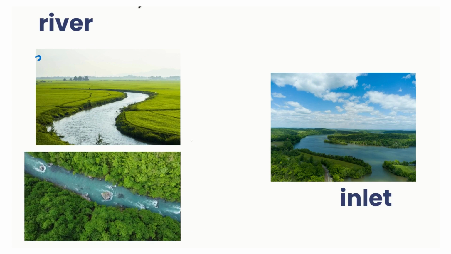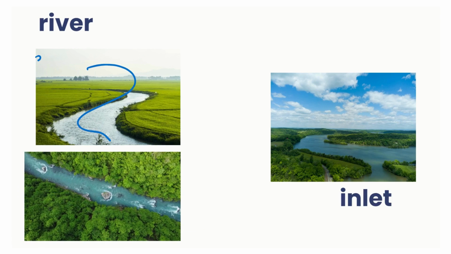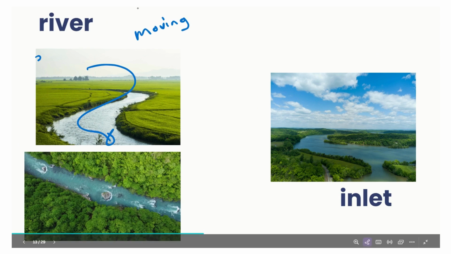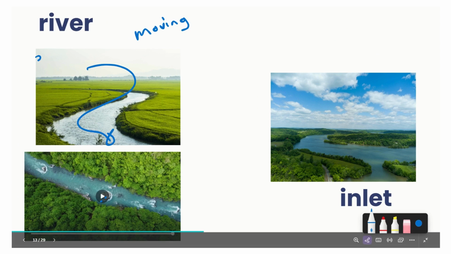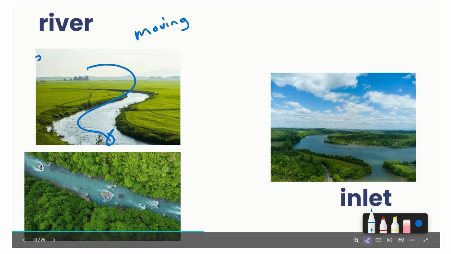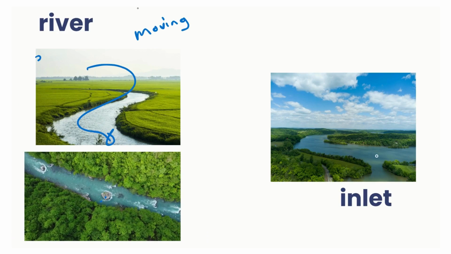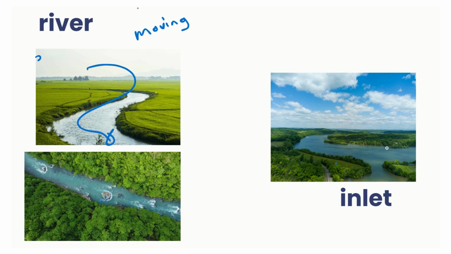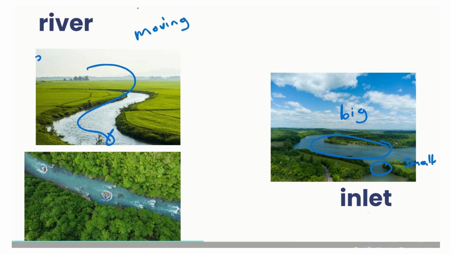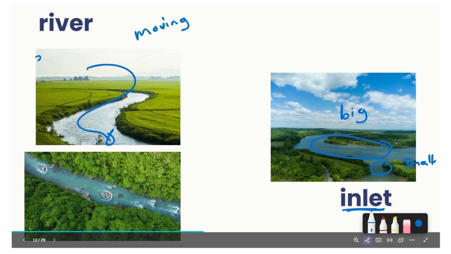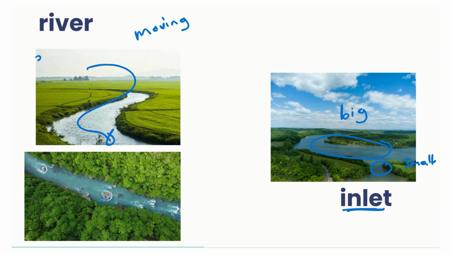Now we're going to look at rivers. Rivers are moving water. So the water is moving. And an inlet, over here in this picture, we can see that there's a big piece of water and then a small piece of water. When I have big water next to smaller water, I call it inlet. Inlet is just big water next to small water.